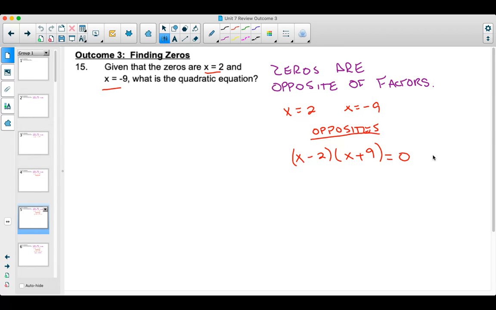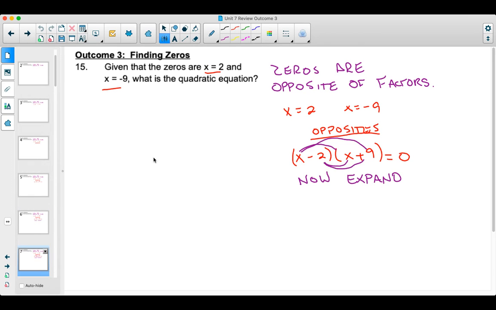Then what we need to do to get the quadratic equation is expand it, by multiplying or doing the distributive property. I like to draw my little bunny hops here. So I have x times x, x times 9, -2 times x, -2 times 9. I have x squared, since x times x is x squared. X times 9 is 9x. -2 times x is -2x. And then -2 times 9 is -18. We still have that equal to 0.